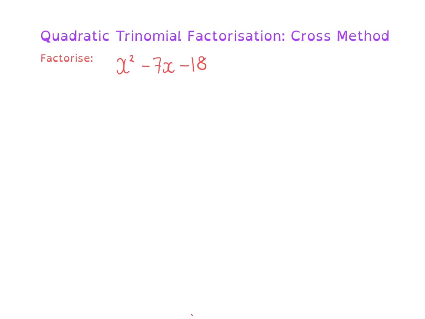Okay, we're going to factorize this trinomial, quadratic trinomial. It's a quadratic because of the squared and trinomial because of the three terms. I'm going to use the cross method to factorize it. With the cross method, we place a big cross like so.